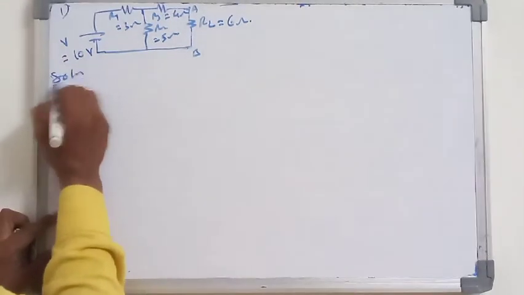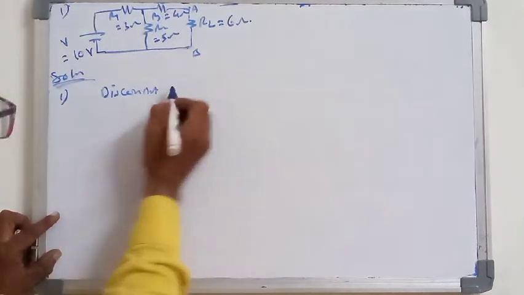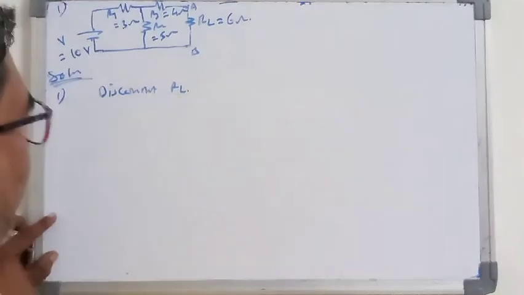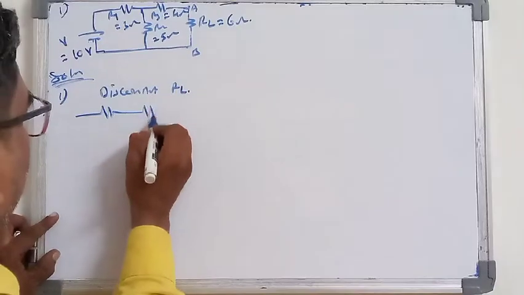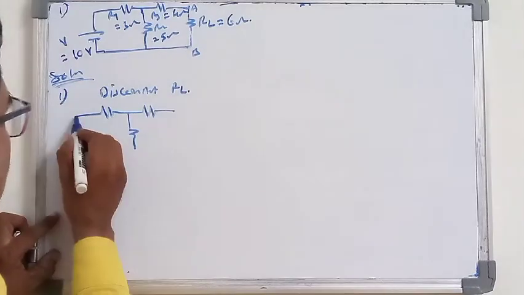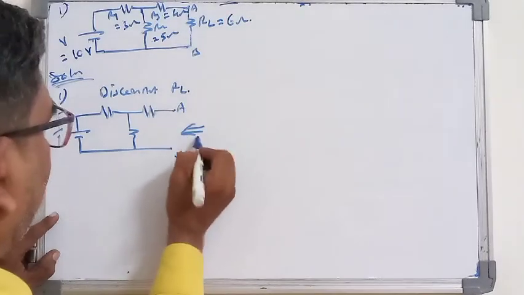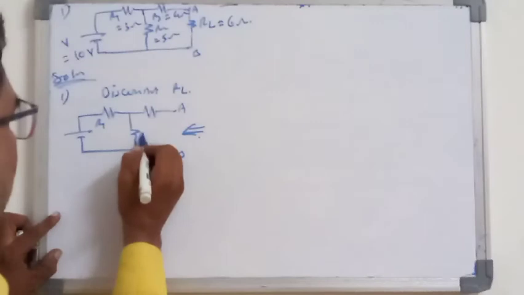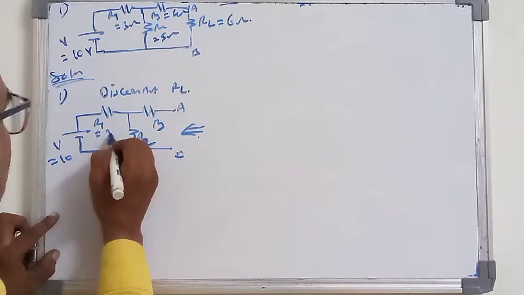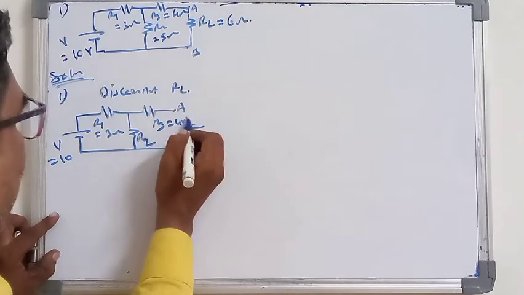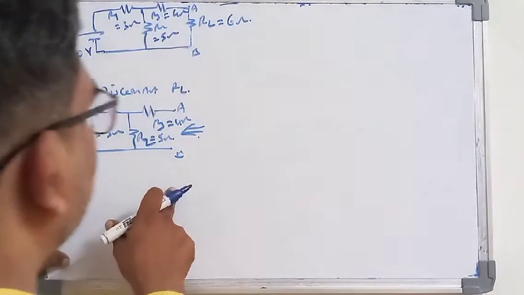So the solution, step number 1: disconnect the load resistance RL and redraw the circuit. After redrawing the circuit, what will be your answer? First, the VTH you have to find out. Between terminals A and B, by observing here, you will get R1, R2, R3. Here it is V. V is equal to 10. R1 value is 3 ohms. R3 value is 4 ohms. R2 value is 5 ohms. Okay, these are the values.